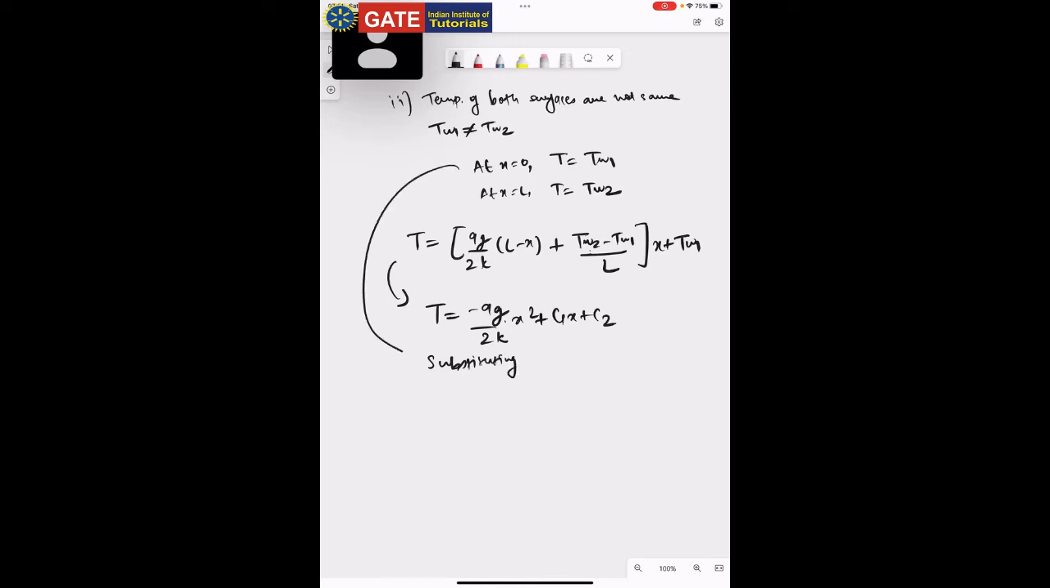So substituting this, we get the final equation for temperature distribution. Obviously, it involves finding C1 and C2 and then getting the final equation. So let me write it down in case you want it. C1, what we get is (TW2 minus TW1) by L plus QG by 2K into L. And C2, we get as TW1.